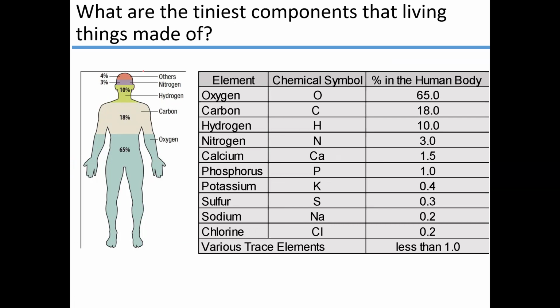So this kind of brings us to our first question, which is what are the tiniest components that living things are made out of? So again, we're trying to still connect the idea of bio and chemical. And over here, you'll notice that there's a table that outlines many of the different elements that comprise a person. Now, what you can see here is we have a bunch of different elements. We have oxygen, carbon, hydrogen, nitrogen, calcium.